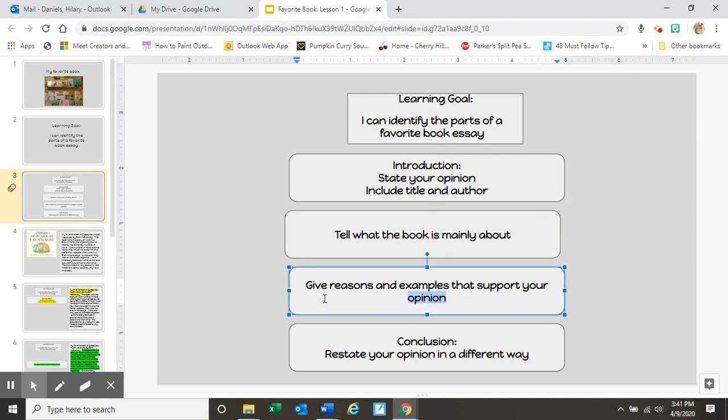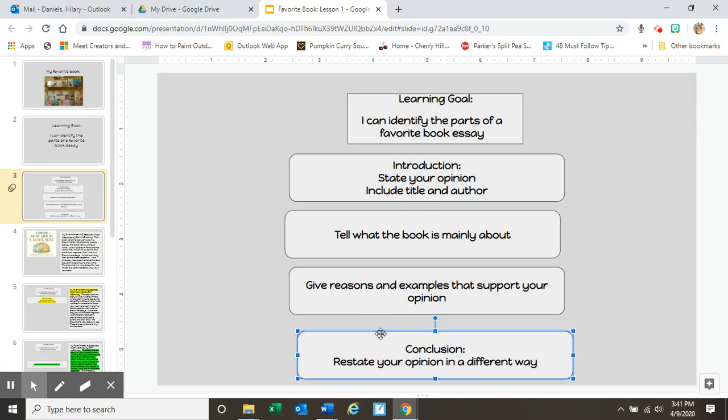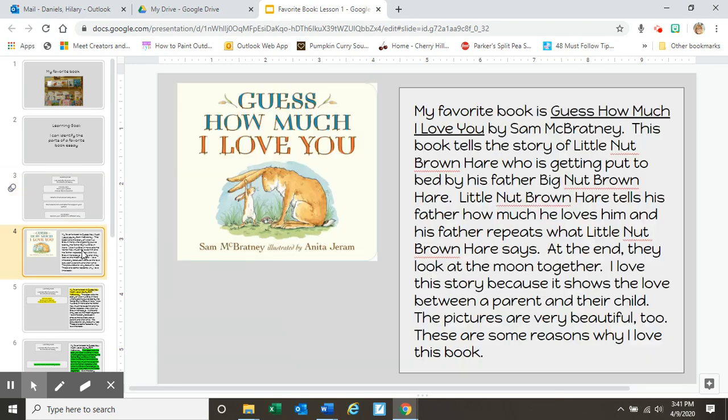The third part is something that you're also familiar with, and this is where you give reasons and examples that support your opinion. You've been doing that all along in your other opinion essays. And finally, you are going to write a conclusion that restates your opinion in a different way. So let's take a look at what this would look like.